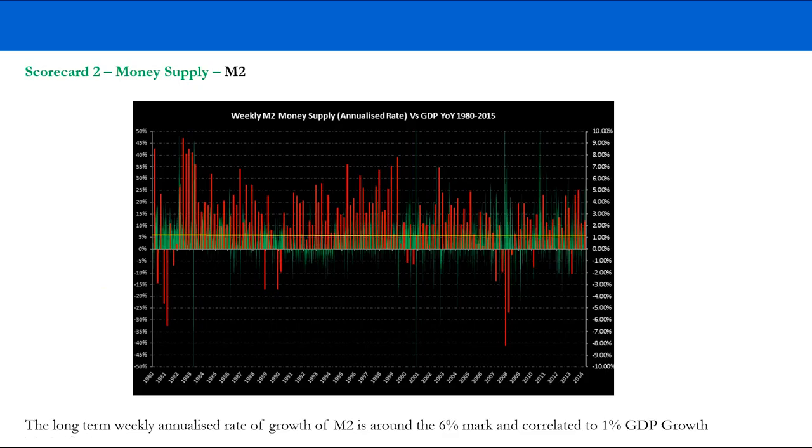This chart is also available in the M2 tab. We realized this earlier when we looked at the average. The long-term weekly annualized rate of growth of the M2 money supply is around the 6% mark. And when we correlate this to GDP, it's correlated to around 1%. So the money supply increasing by 6% on an annualized basis is basically correlated to, or contributing to, a 1% GDP growth rate.